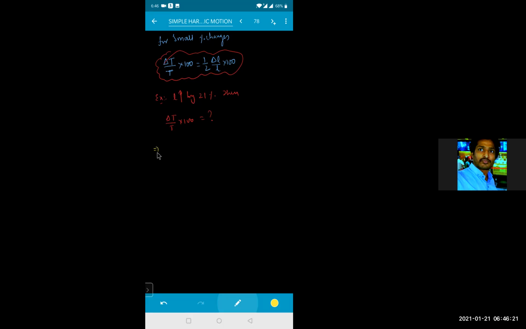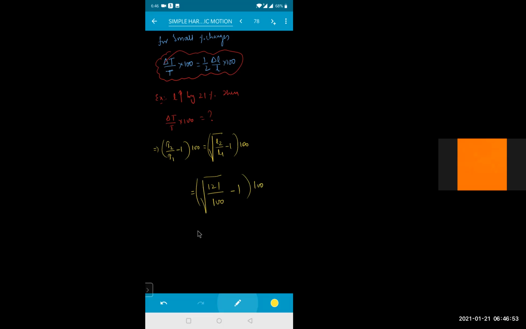So if I'm using that formula, see what I'm getting right now for this one. I'm writing the answer. T2 divided by T1 minus 1 into 100 is equal to, this one is under root of L2 divided by L1 minus 1 into 100. That will be equal to under root of, the length is increased by how much? 21%. And already you have 100. It is increased by 21%, so 100 plus 21, that will be equal to how much? Root 121 divided by initial, which is nothing but 100, minus 1, into 100.